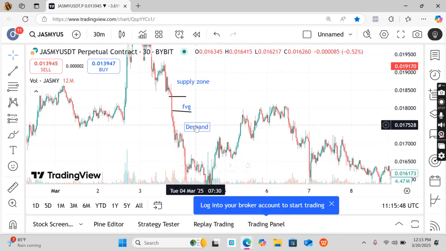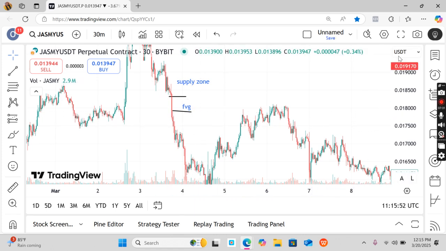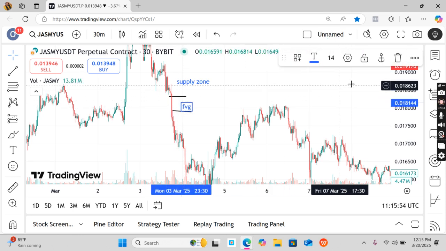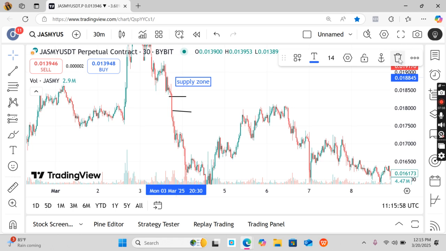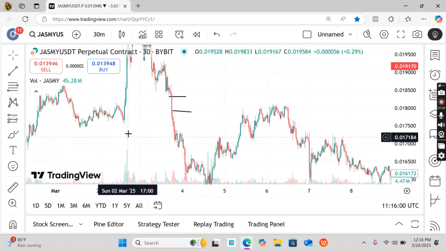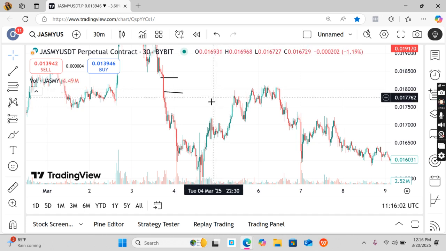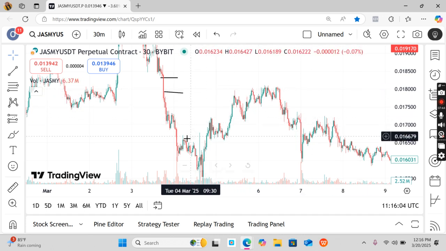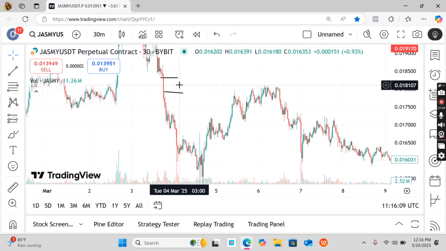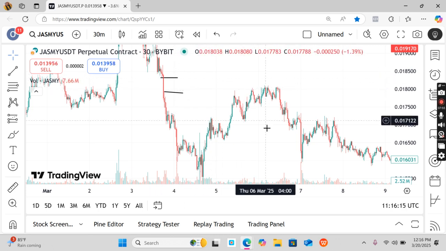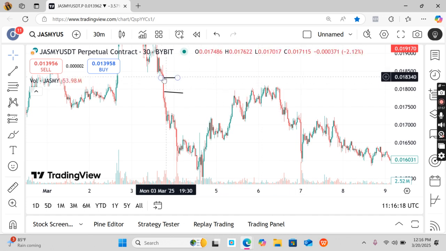So how do I trade this? After I've identified my two zones, let me remove the label so it's a bit easier to trade. Now I know that this is a downtrend, so I'm going to be taking a short position. So what will I do? I told you that you should assume that everything from here forward has not happened. So I'm expecting that the price is going to come up and fill my fair value gap. It's going to fill my fair value gap and possibly touch my supply zone, and it's going to come down again. And that's exactly what happened.